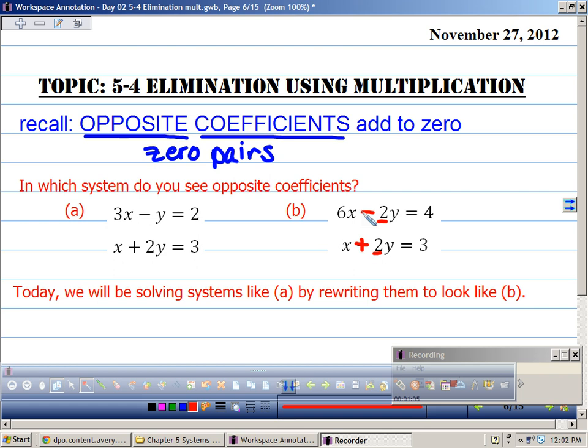So today we will be solving systems by rewriting them to look like B. So what we have for A, we want to rewrite it to look like B. So in which system do you see opposite coefficients? You see it in the front? Right here. You have opposite coefficients in here?